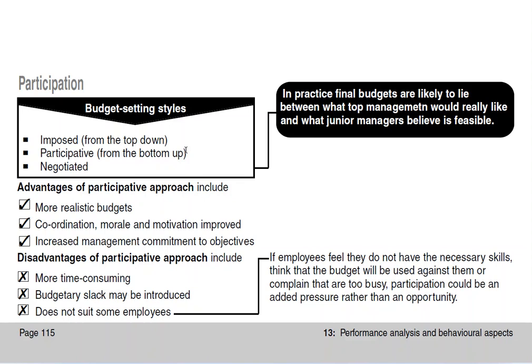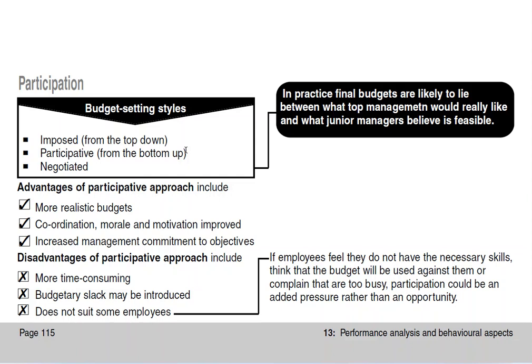Participation is bottom up. Lower level make the budget and they send it to the top level to coordinate and to agree. Negotiated: top level makes the budget, they give it to the lower level, and then lower level gives their comments, and those comments are considered in it as well. So advantages of participative approach and disadvantages: advantage of participative becomes disadvantage of imposed, and disadvantage of participative becomes advantage of imposed. So what are advantages of participative approach or disadvantages of top-down approach?